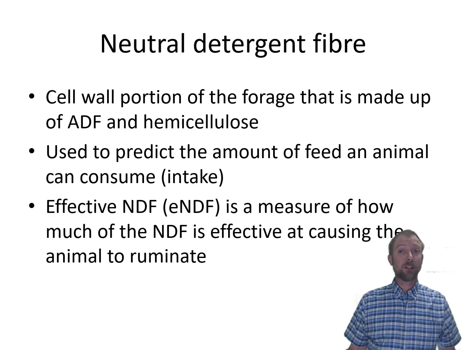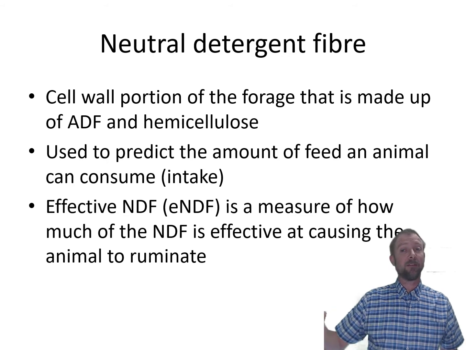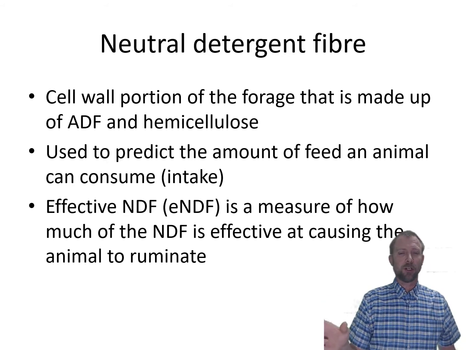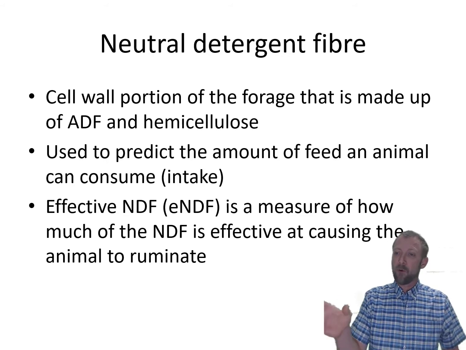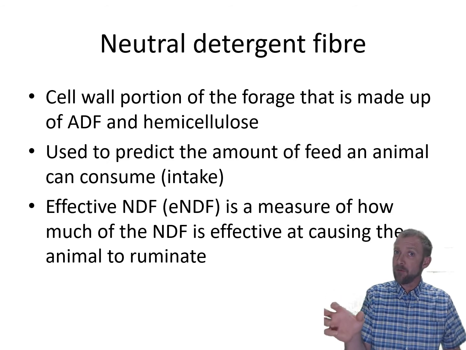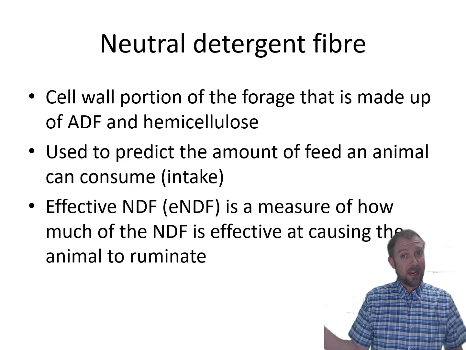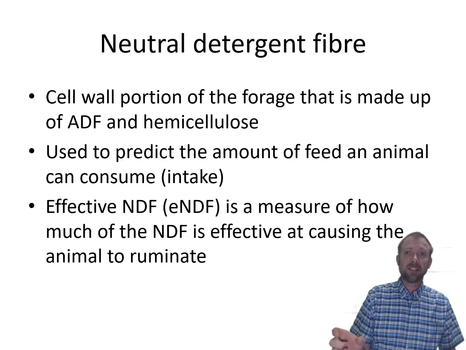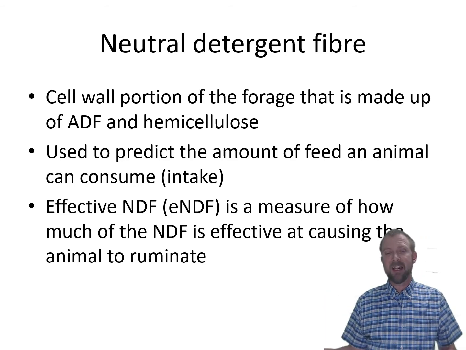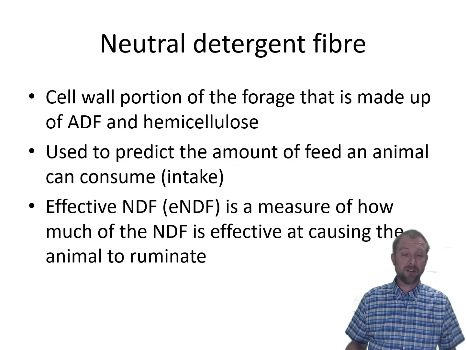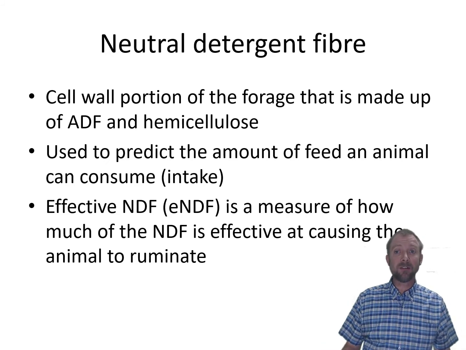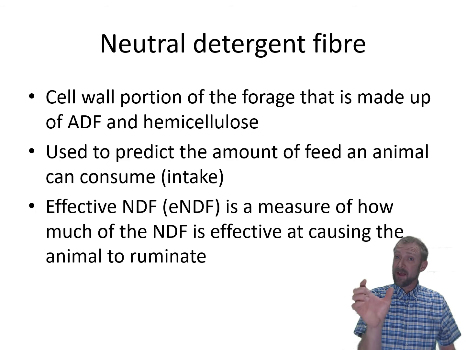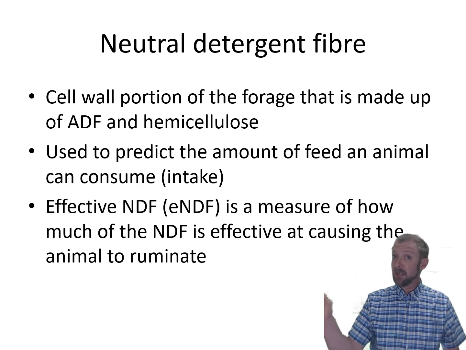So neutral detergent fiber is essentially the same thing. Instead of it being acidic, it's a neutral detergent, not quite as strong, therefore more of it stays in that insoluble fiber fraction. Of course, all the ADF is going to remain in there, but so is the hemicellulose. So essentially, if you take NDF minus ADF, you have a measure of the hemicellulose, a much more digestible fiber than cellulose.